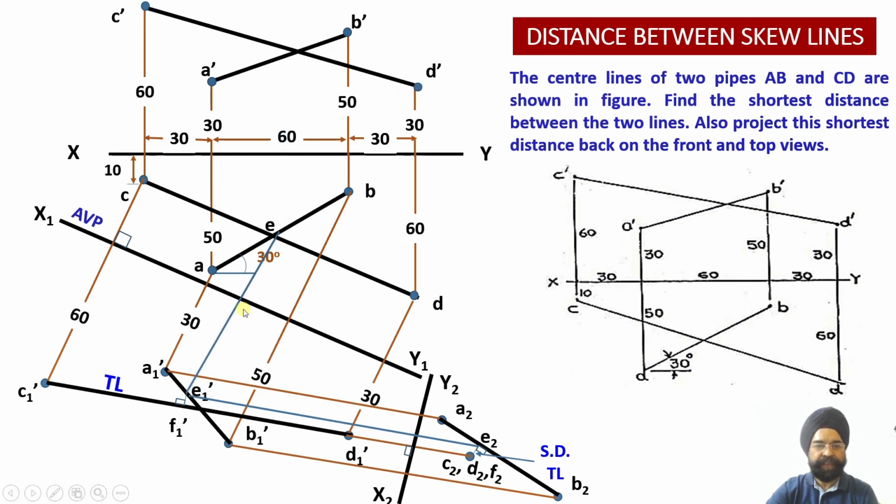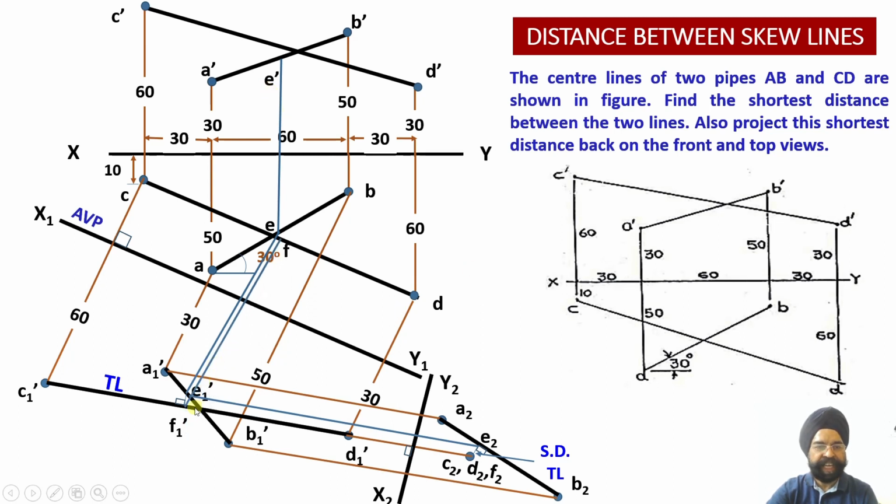E1' was lying on A1'B1'. If I take this projector back, wherever this projector intersects with AB, I get the location of point E. Now you take it upwards, because these projectors are perpendicular to XY. So from E, I need to draw a projector perpendicular to XY. Wherever it meets the front view A'B', I get the location of the point E'.